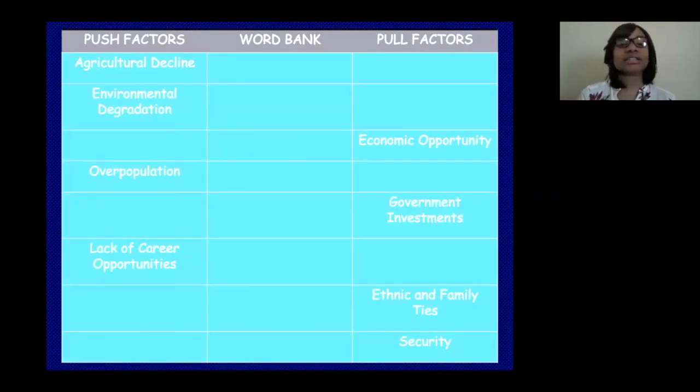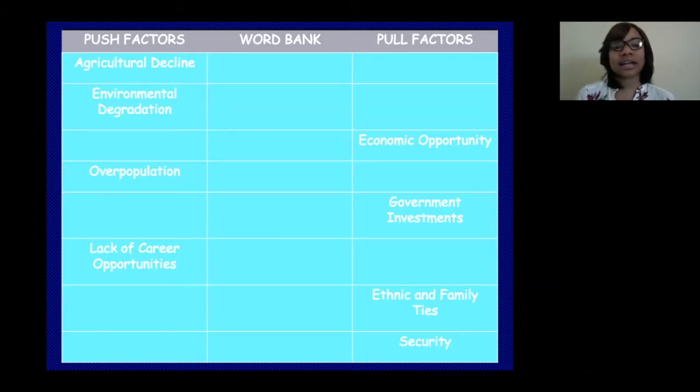Okay, so of course, agricultural decline is going to be a push factor. This is going to make people want to leave, because you're going to have very limited food supplies. You're also going to have a lack of food supplies as well. Maybe you're not going to have accessibility to water, clean drinking water, that is.